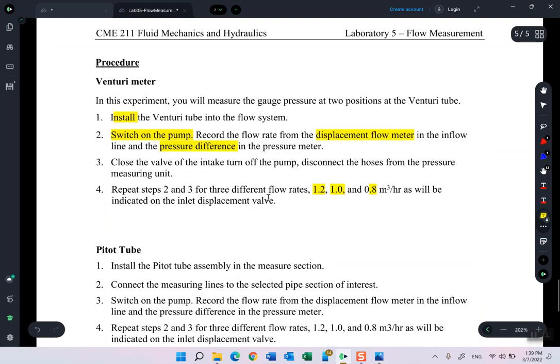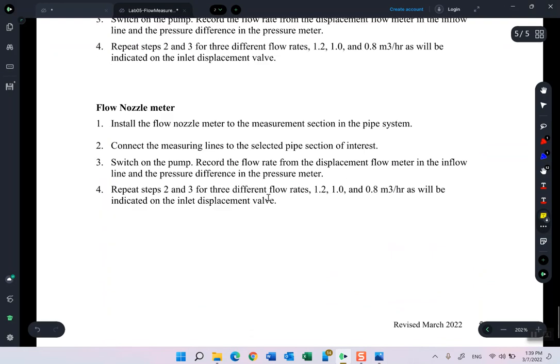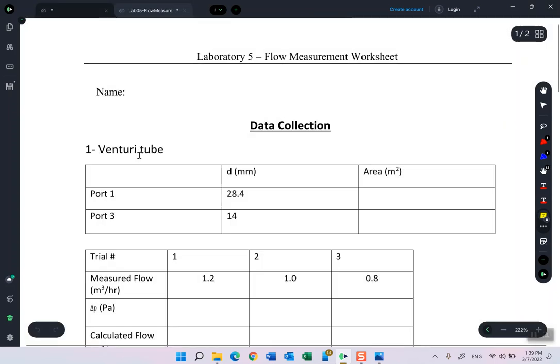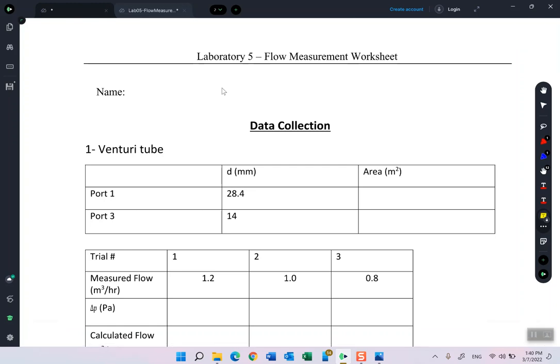The same thing applies to the other experiments, so we won't repeat this. And let's go very quickly to take a look at the worksheet. Again, I have updated the worksheet, so please try to download the most recent version on Blackboard and use this to submit it as your lab report.